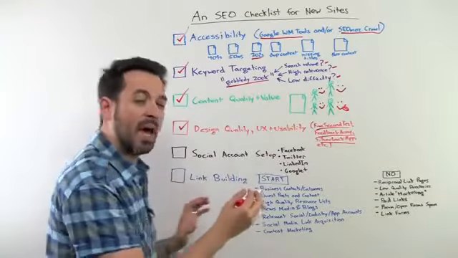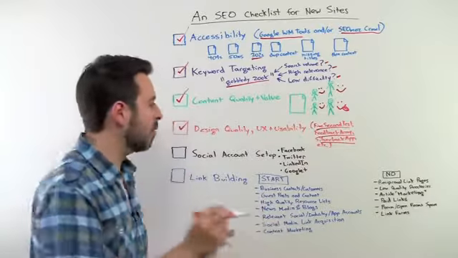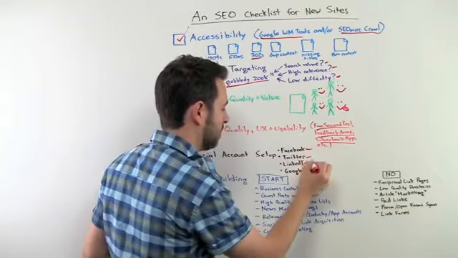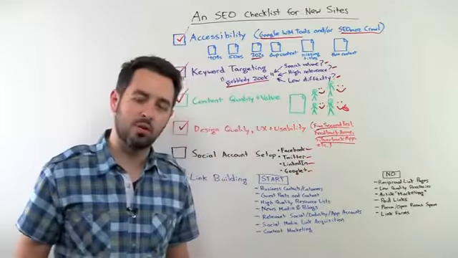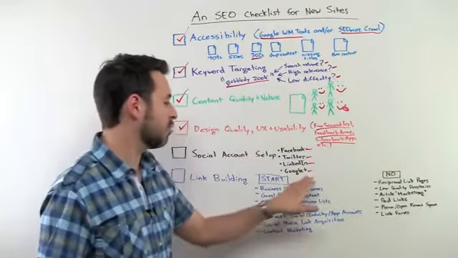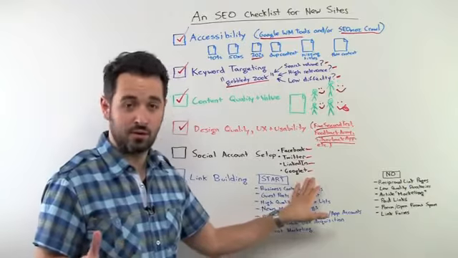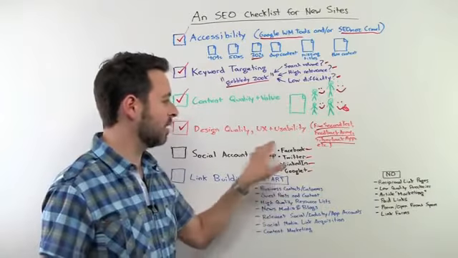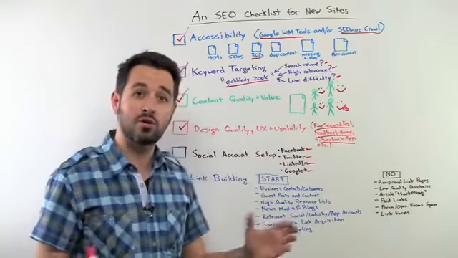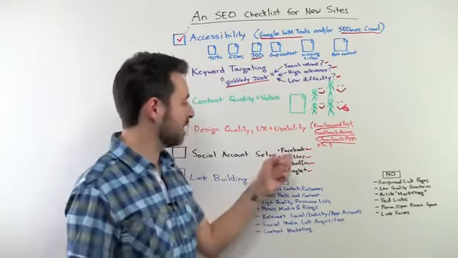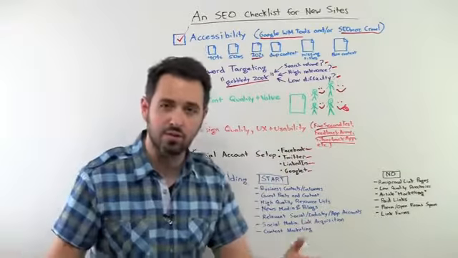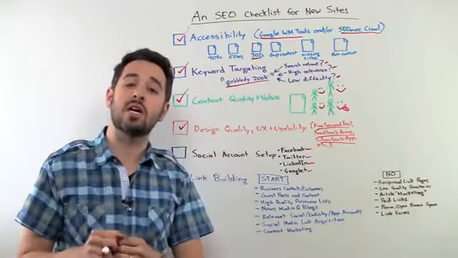So social account setup, at the very least, you probably want to have these 4: Facebook, Twitter, LinkedIn, and Google+, right? Google+ is only about 25 million, but it's growing very fast. LinkedIn, Twitter, Facebook are all over 150 million users right now. I think Twitter's at 200 million, Facebook's at 750 million. So at least have your pages set up for those.